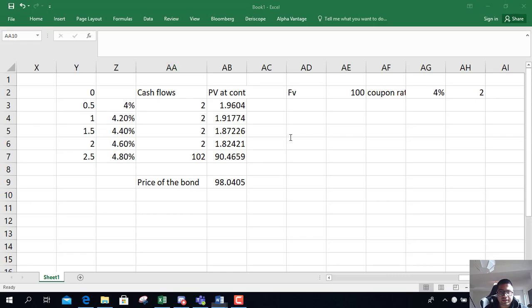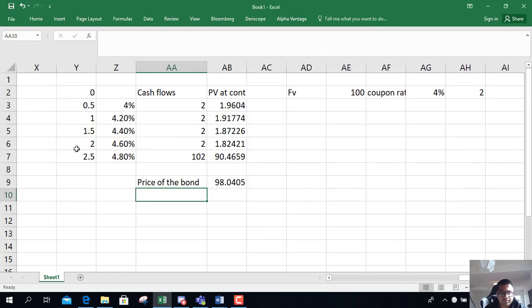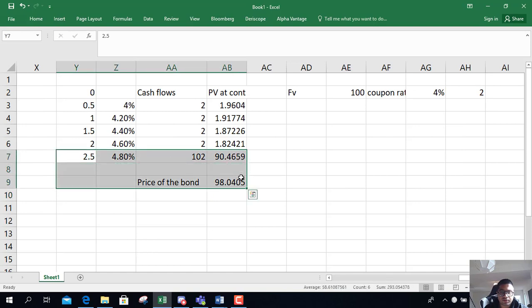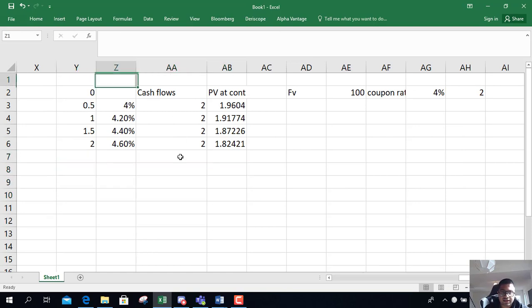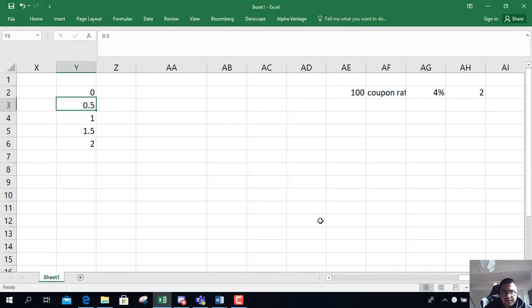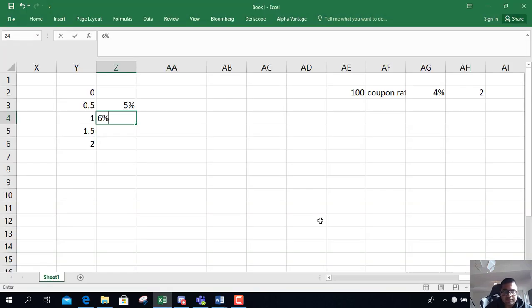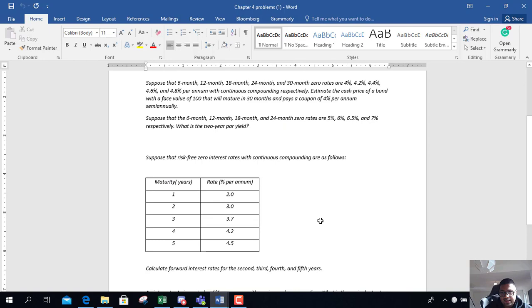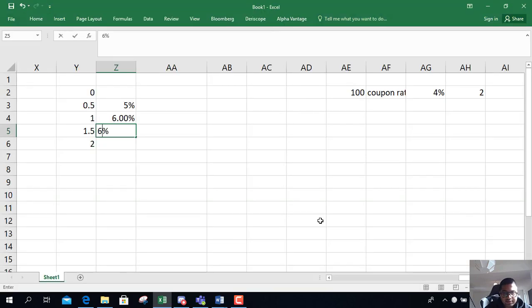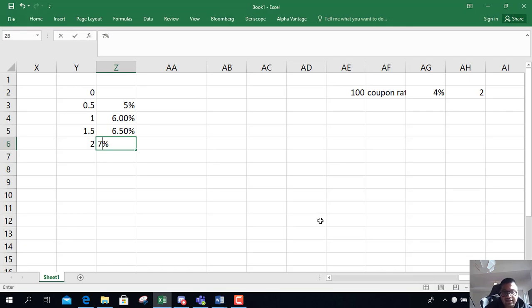So I'll just copy the rates. It's the same, but we don't have 2.5 years. We only have till 2 years. And the rates given are 5%, 6%, 6.5%, and 7%. These are the rates given.